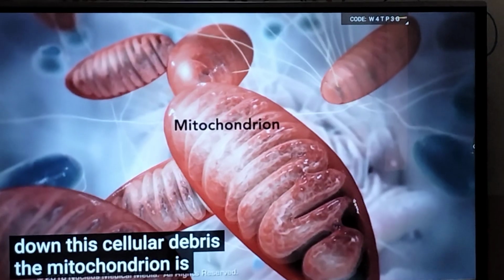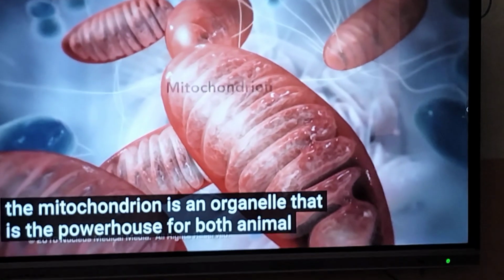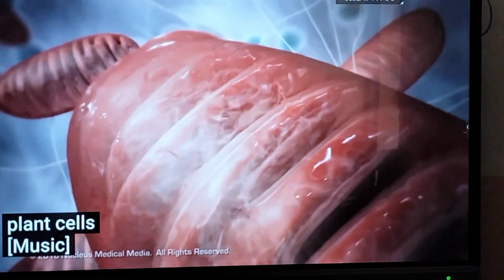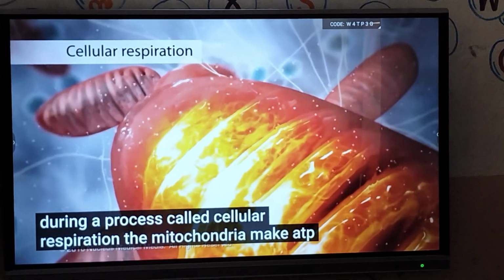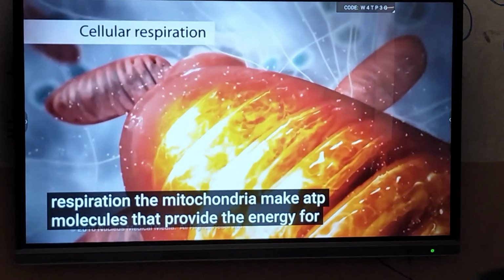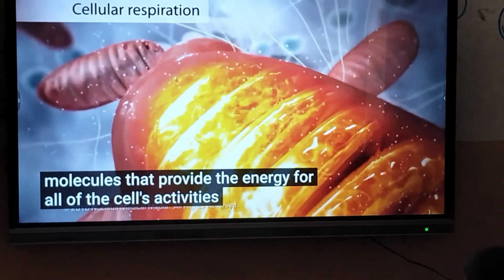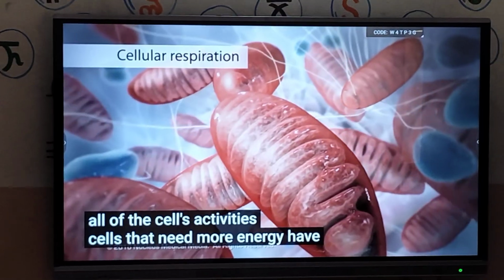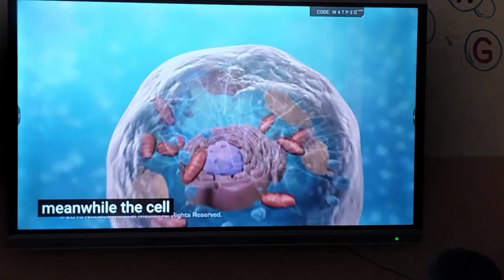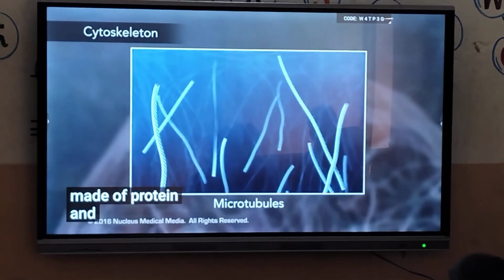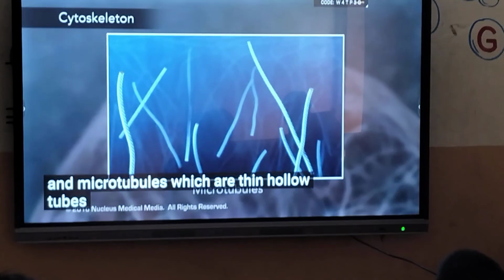The mitochondria is an organelle that is the powerhouse for both animal and plant cells. During a process called cellular respiration, the mitochondria make ATP molecules that provide the energy for all of the cell's activities. Cells that need more energy have more mitochondria. Meanwhile, the cell maintains its shape through a cytoskeleton. The cytoskeleton includes the thread-like microfilaments, which are made of protein, and microtubules, which are thin, hollow tubes.